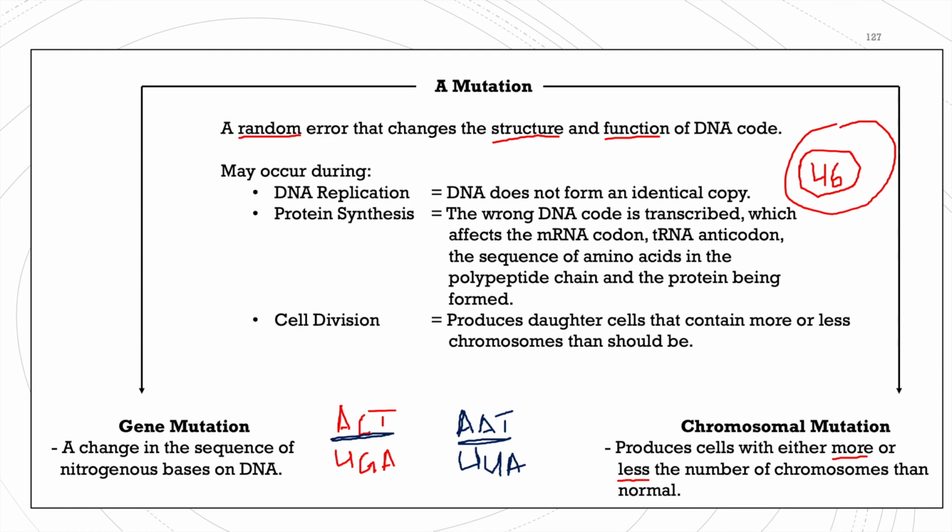Okay, so chromosomal mutations affect the number of chromosomes that are in a cell, and a gene mutation changes the sequence of nitrogenous bases on DNA.